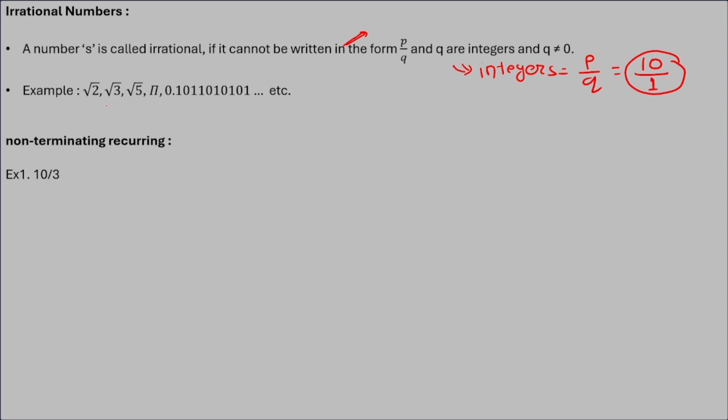An example for this is root 2, root 3, root 5, pi, 0.101010, like that. It will go on recurring. So you can write this number as 0.101101 recurring. Because after this, 01 is recurring, 01 is recurring, and it will continue to recur. So this number you cannot write in the p by q form.